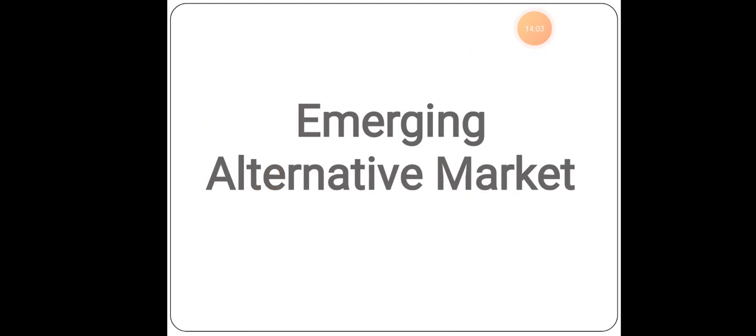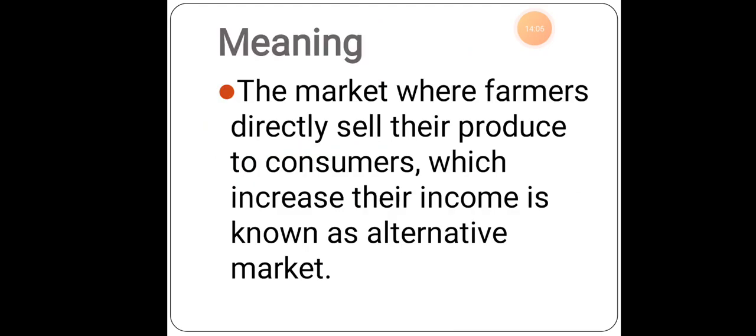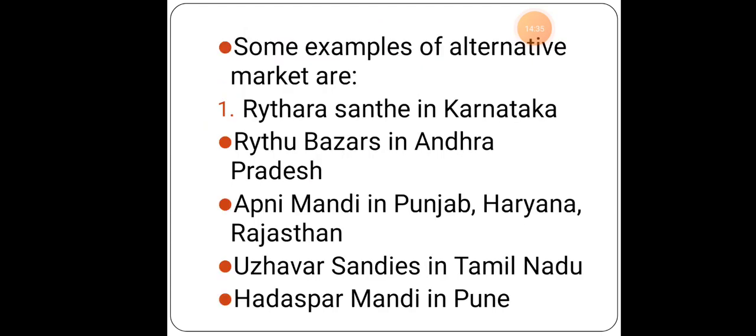Next thing is about the emerging alternative market. So what does alternative market mean? The market where farmers directly sell the produce to the consumers, which increases their income. How will the farmers sell directly? Maybe you might be producing any kind of crops, any kind of vegetables, any kind of fruits, maybe beans, maybe tomato, maybe chili, all these things. When you yield in your home, you will be directly selling it to the market. So these are some of the examples for alternative market.